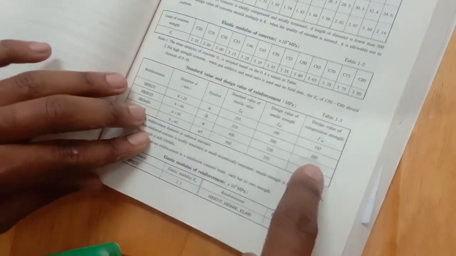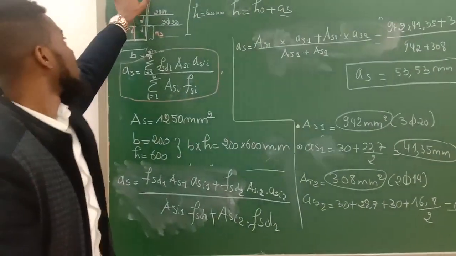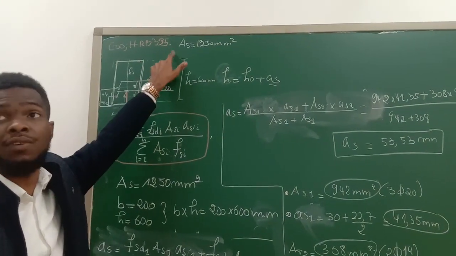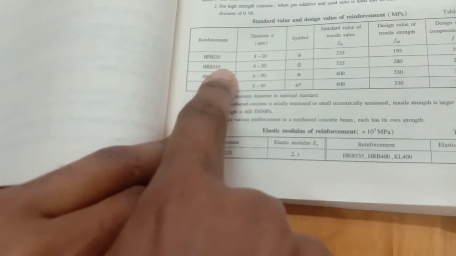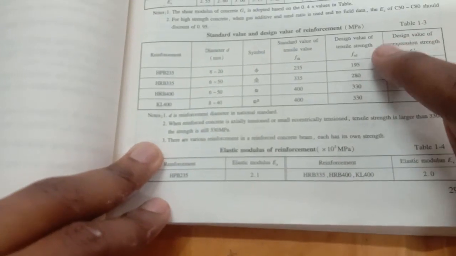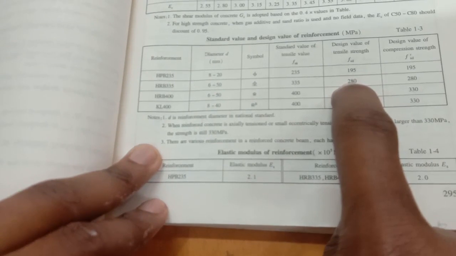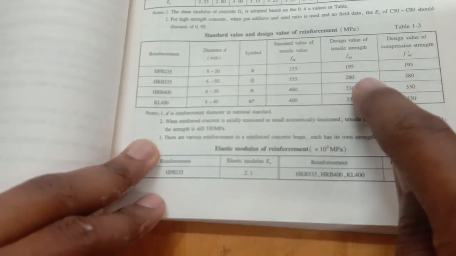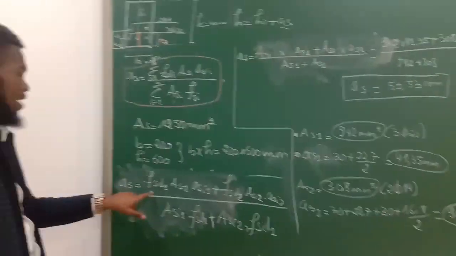So we understand that we are here. As we noticed in the problem, the kind of bar was HRB 335, and we come to find HRB 335 here. The design value of the tensile strain is 218. So this is our case.